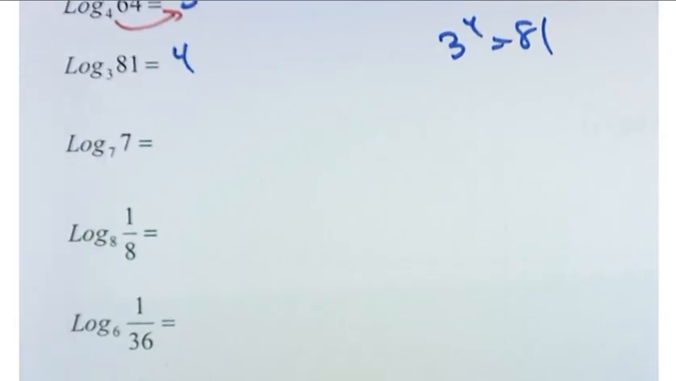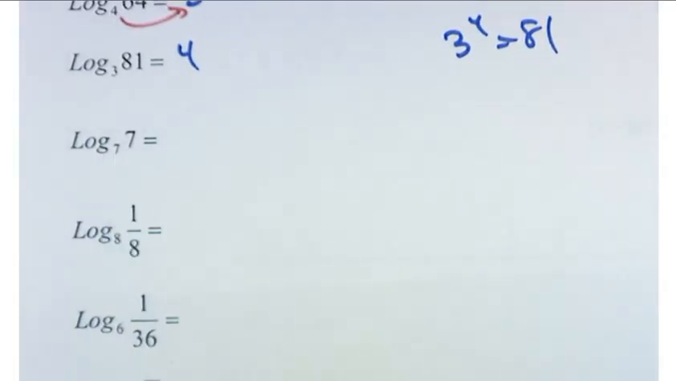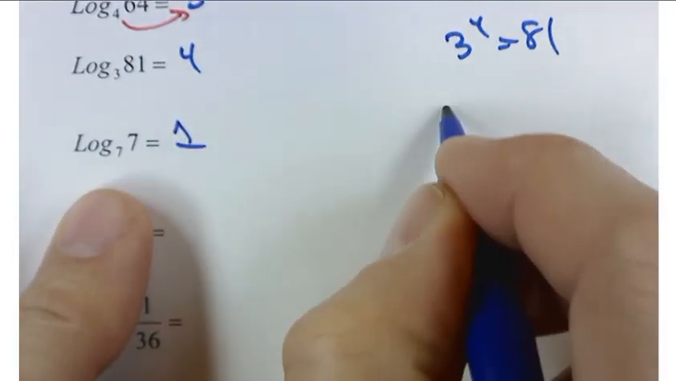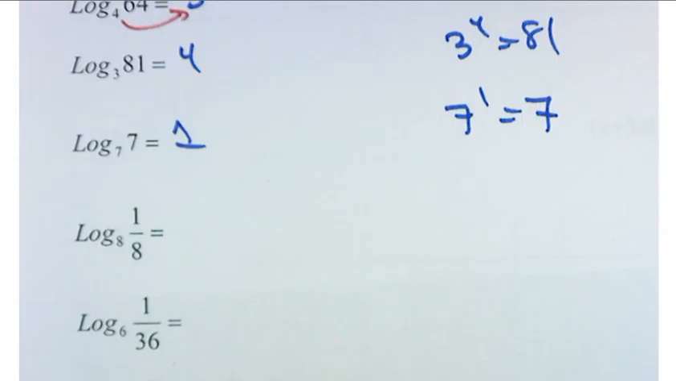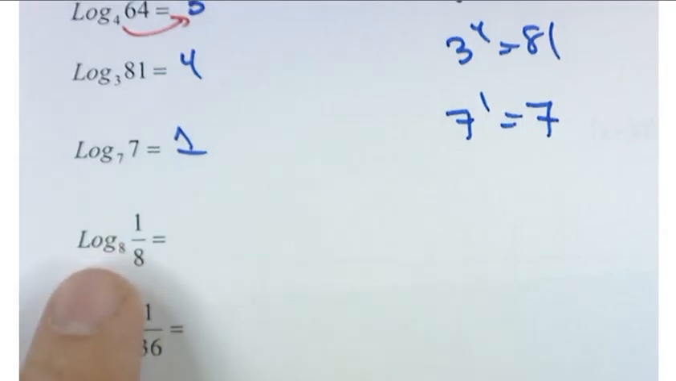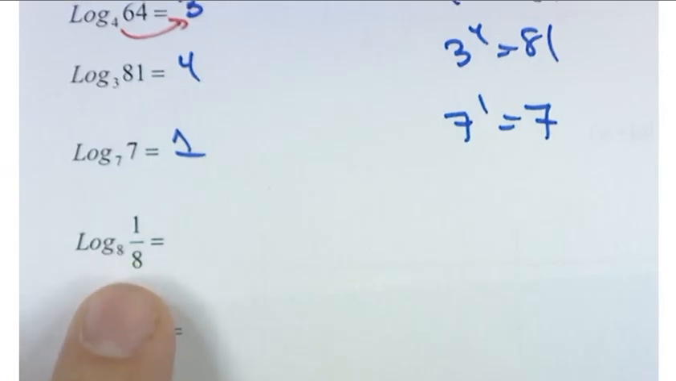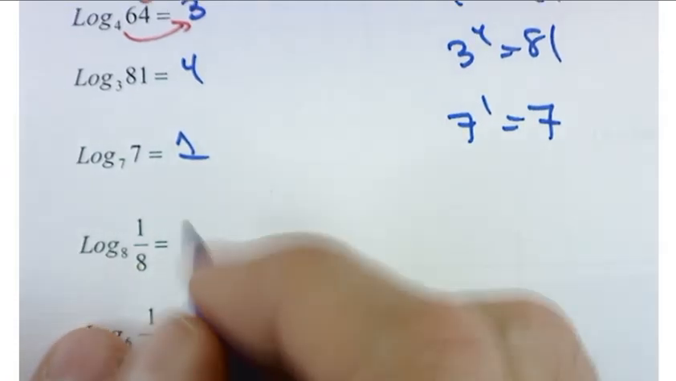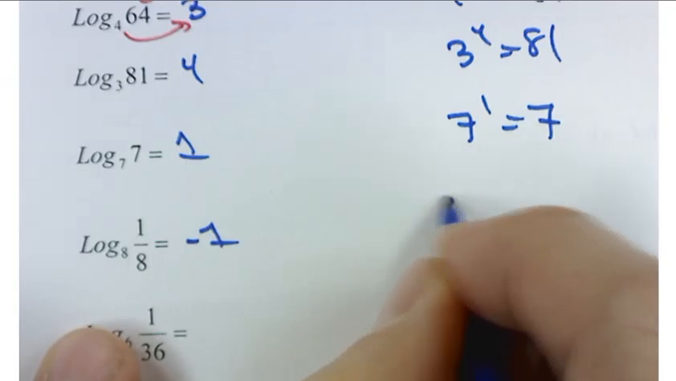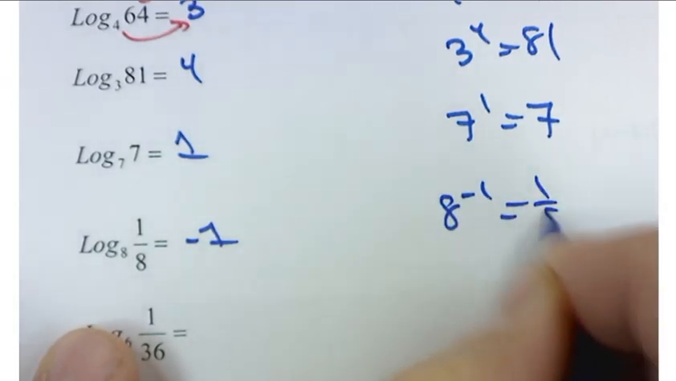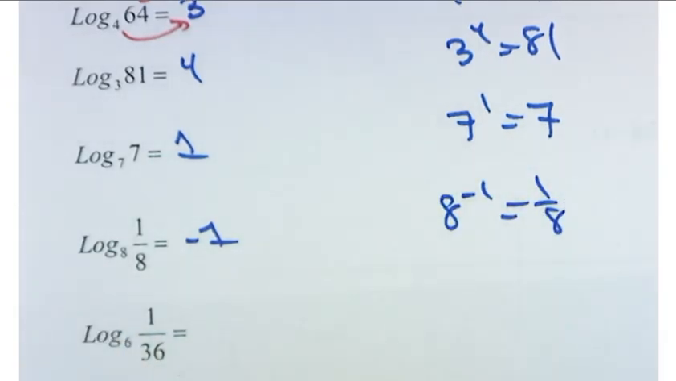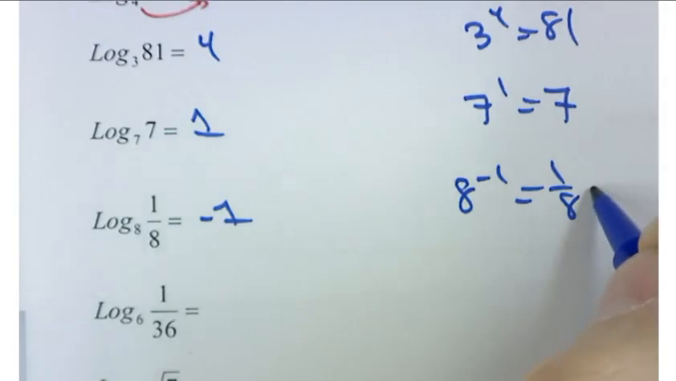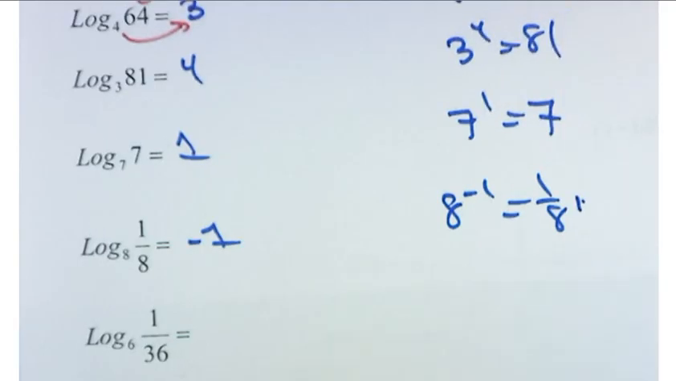Starting with this one, log base 7 of 7. Cooper. Yeah, 1. That makes sense. 7 to the 1st power is 7. Cool. Victoria, how about log base 8 of 1/8? Well done. -1. 8 to the -1 is 1/8. Remember, when you have a negative exponent, you can take the reciprocal. So this is really 1 over 8 to the 1st power, or just 1 over 8.